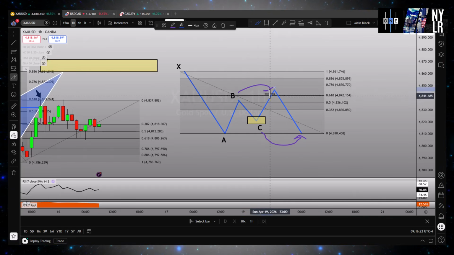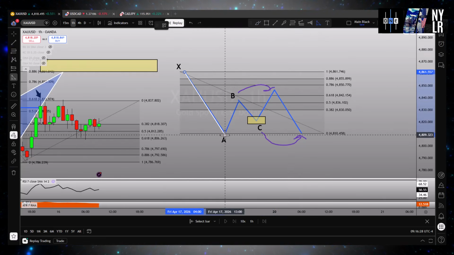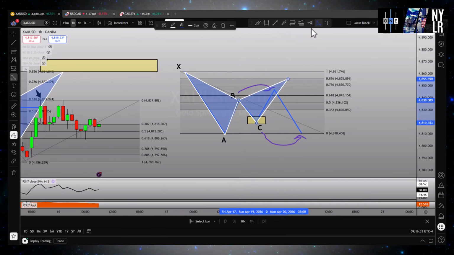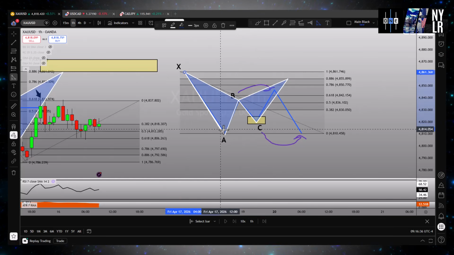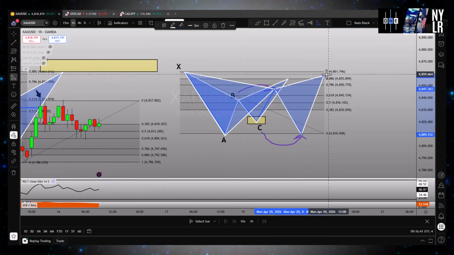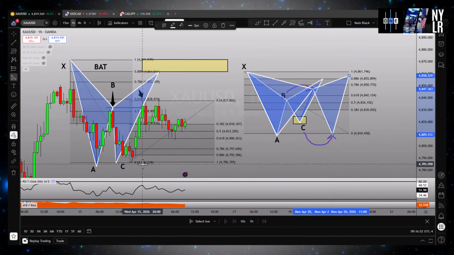And because this shift hits a 618, now it changes from a potential bat pattern to a potential Gartley pattern. So that would be an example of a morphing pattern. But you can see the difference is that new C leg is what makes us adjust the B. In this scenario, we never got a new C. The original C, OGC, remained. So there was never any reason to adjust the B.